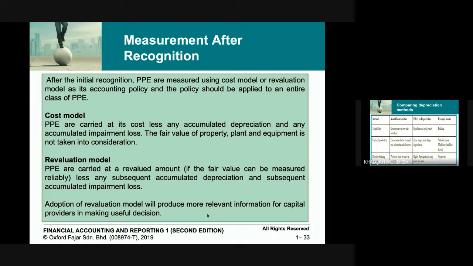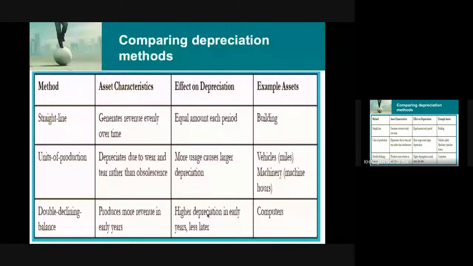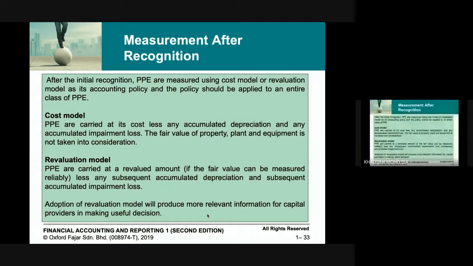Sometimes when you have this kind of question, it is normally a multiple choice question. We will normally test you on this understanding. All right, measurement after recognition.